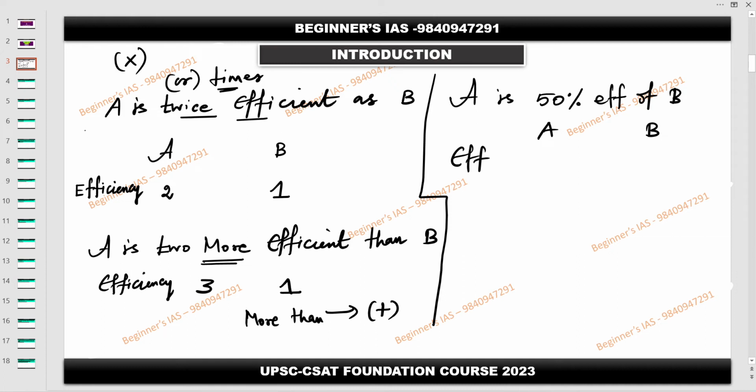See, listen carefully. A is 50% efficient of B. So if B is fully efficient, then A is half efficient. 50% means half only. If B is 2, A is 1. Understood? Yes, sir.